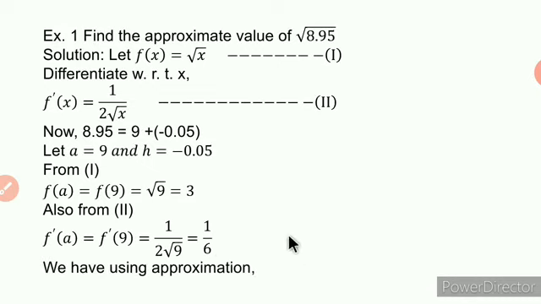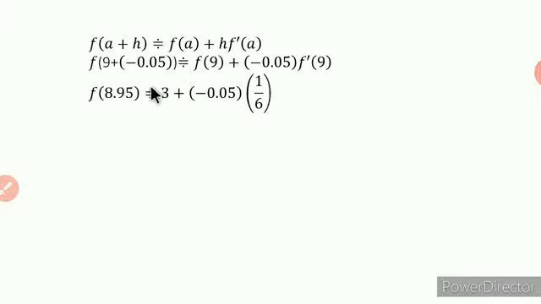So using approximation, use here the formula f of a plus h is approximately equal to f of a plus h into f dash of a. Substituting values of a and h, we get f of 9 plus minus 0.05 is approximately equal to f of 9 plus minus 0.05 into f dash of 9. Substituting the values, we get f of 8.95 is approximately equal to 3 plus minus 0.05 into 1 upon 6. Dividing here by 6.